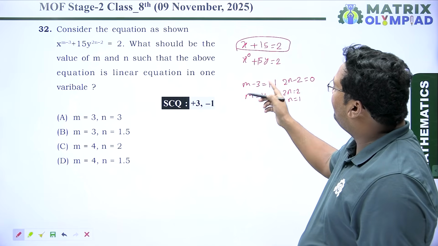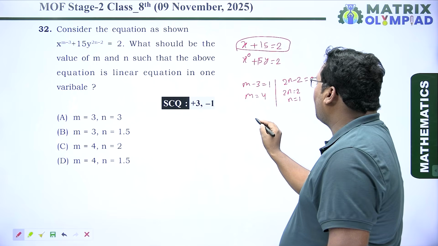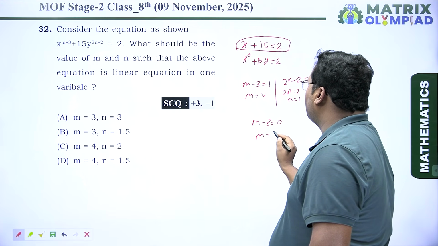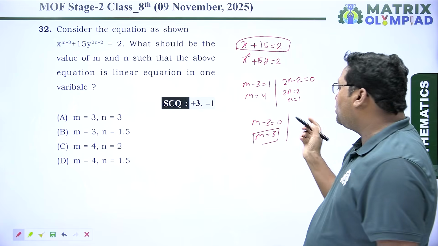So again we have to compare this equation by this equation. So we can get the value of m minus 3 equal to 0, where we can get the value of m equal to 3. Now we have to put 2n minus 2 equal to 1.